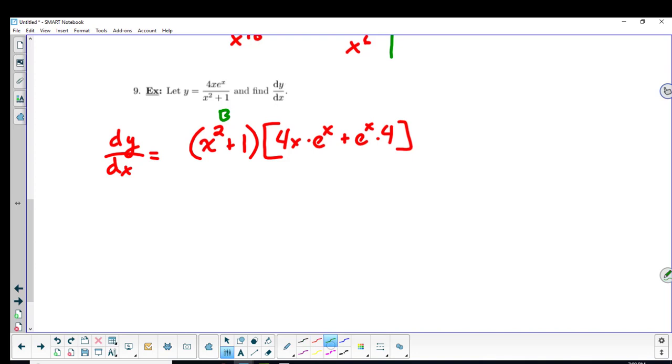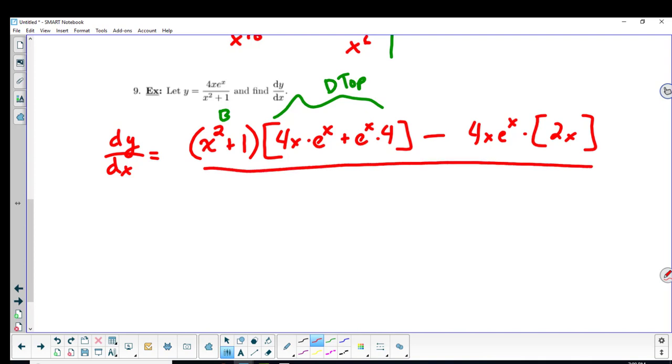Okay. Minus the top function times the derivative of the bottom, which would just be 2x, all over the bottom function squared. The bottom times the derivative of the top minus the top times the derivative of the bottom, all over the bottom squared.